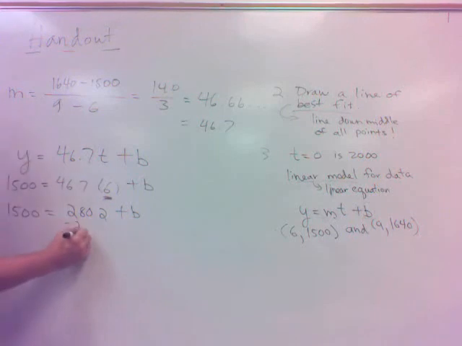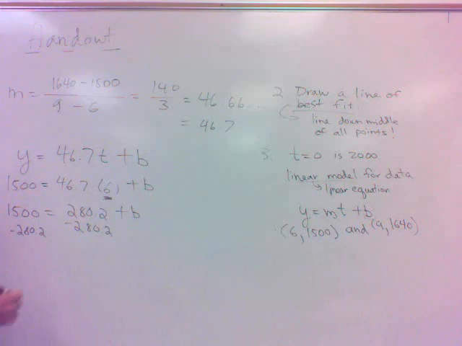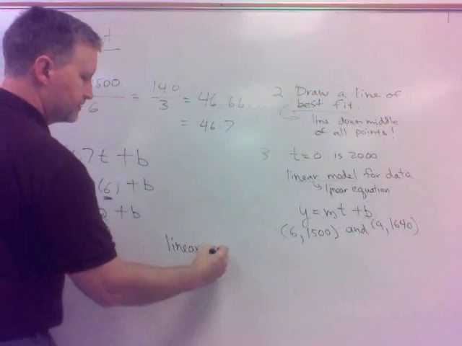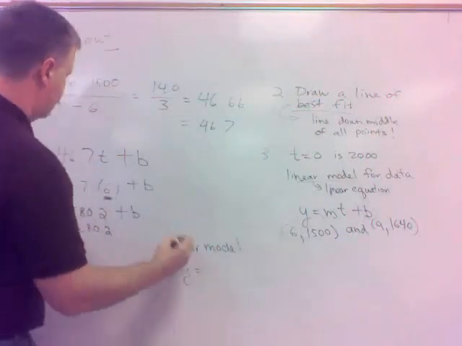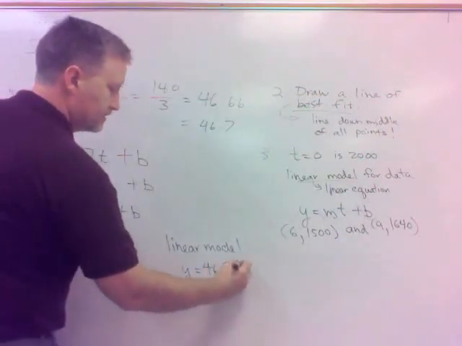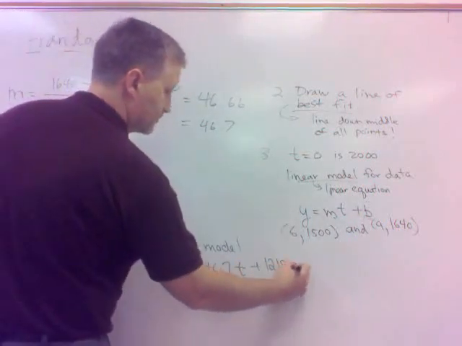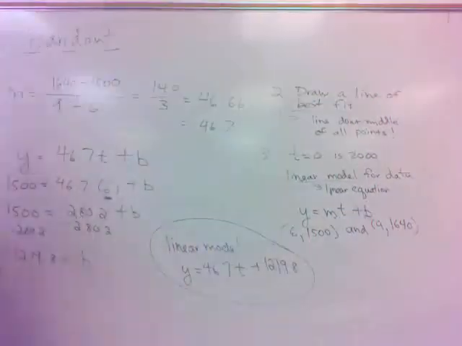Now subtract 280.2, and that'll be what b is. 1,500 minus 280.2. How much? 1219.8. So the equation, the linear model is, well, we got the m is 46.7t plus b is, we've got 1219.8. How about that?